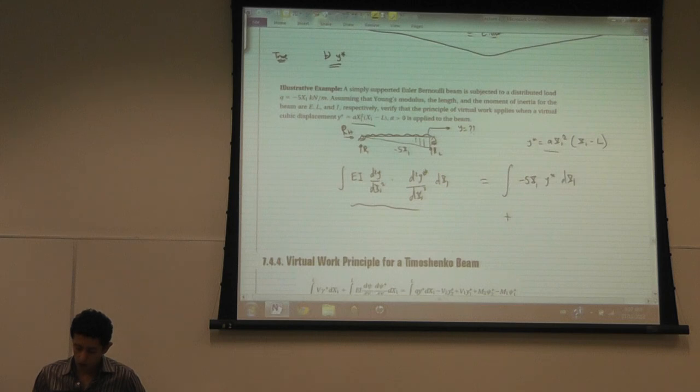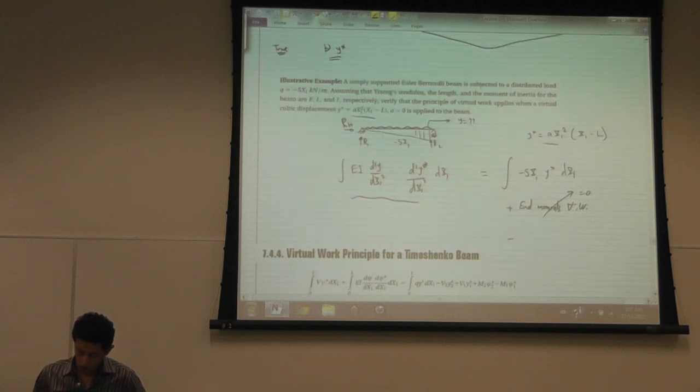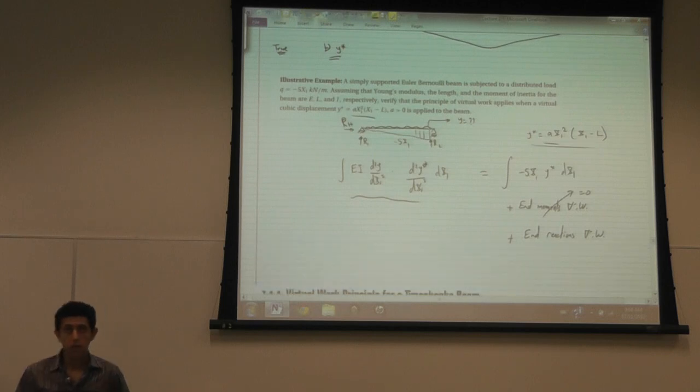Now I have the moments are 0. Plus the reactions' virtual work. And the nice thing about the displacement that is here is that the displacement at the end is 0. And so this will also be equal to 0.